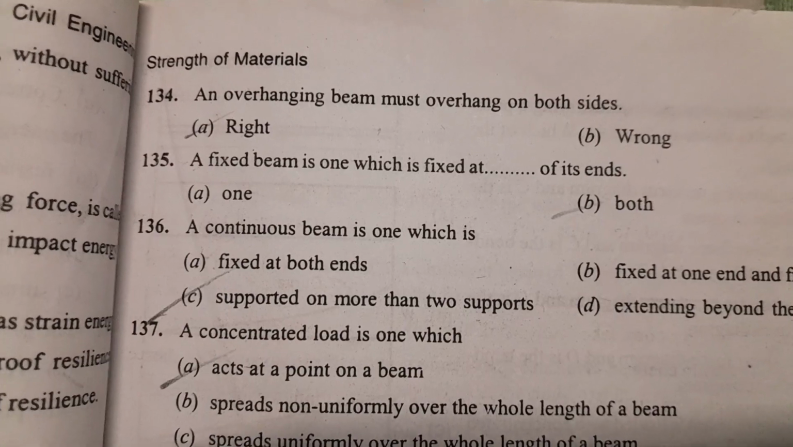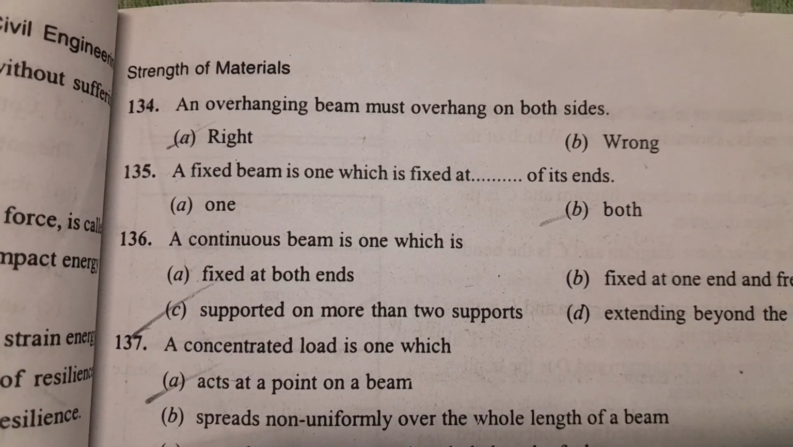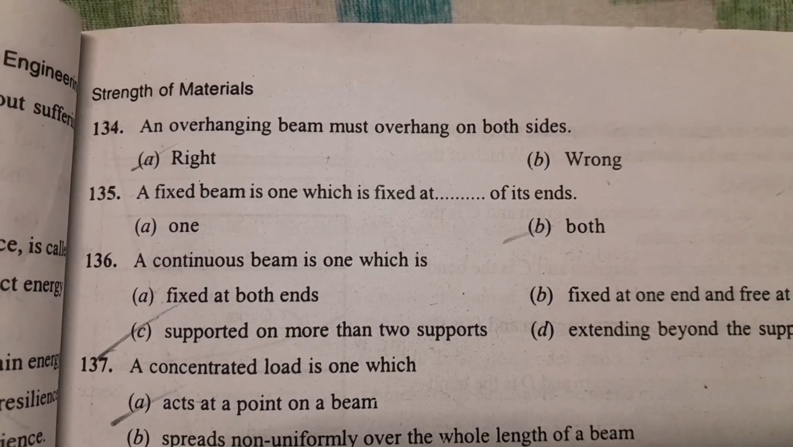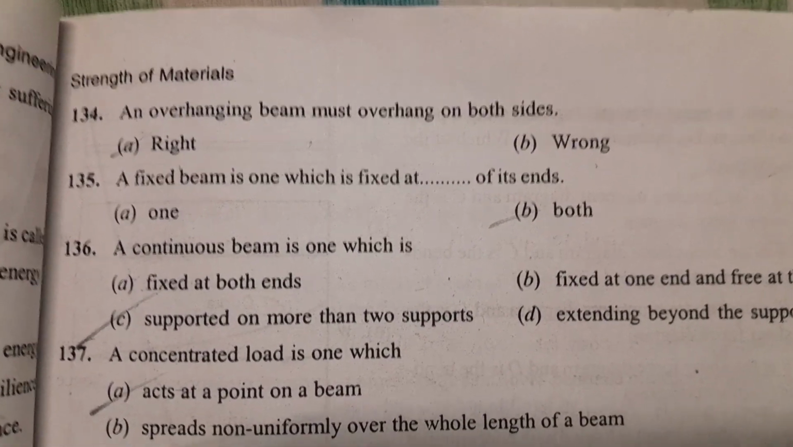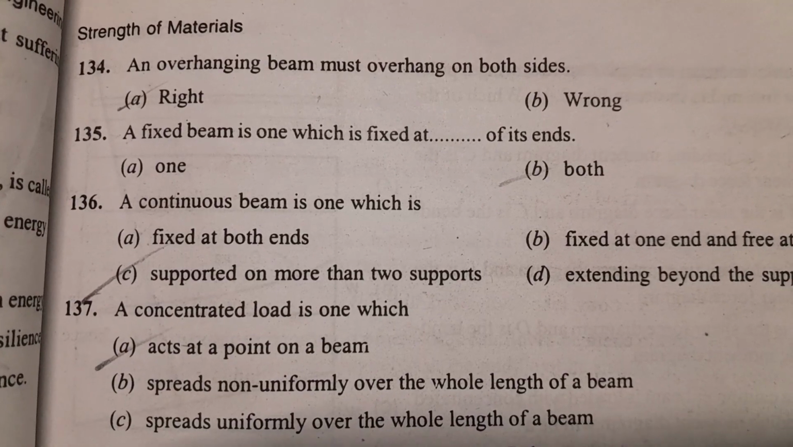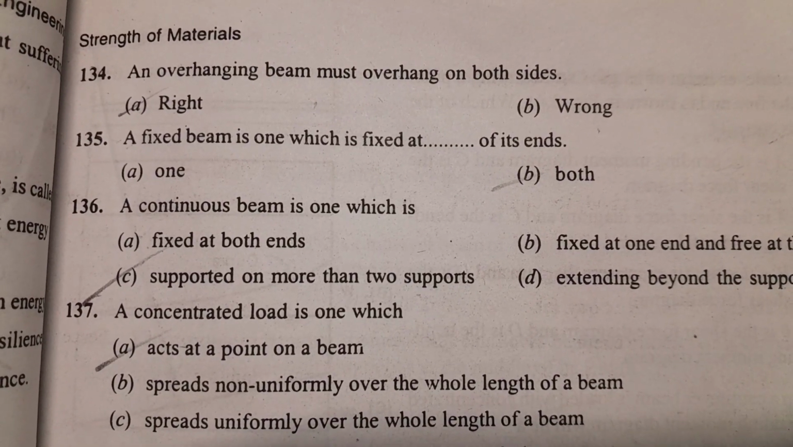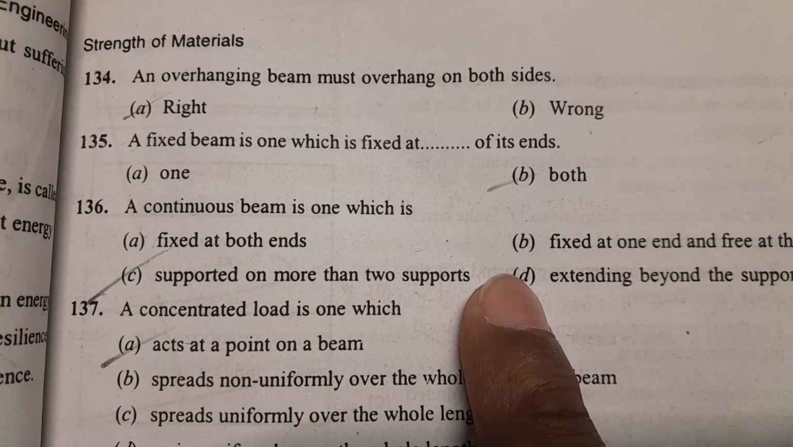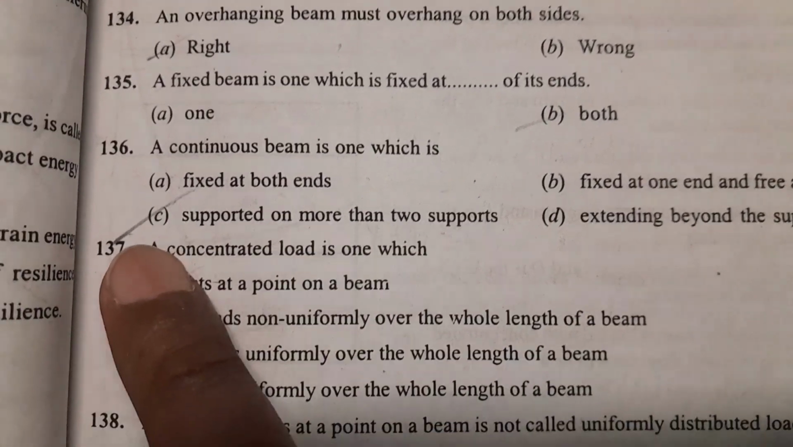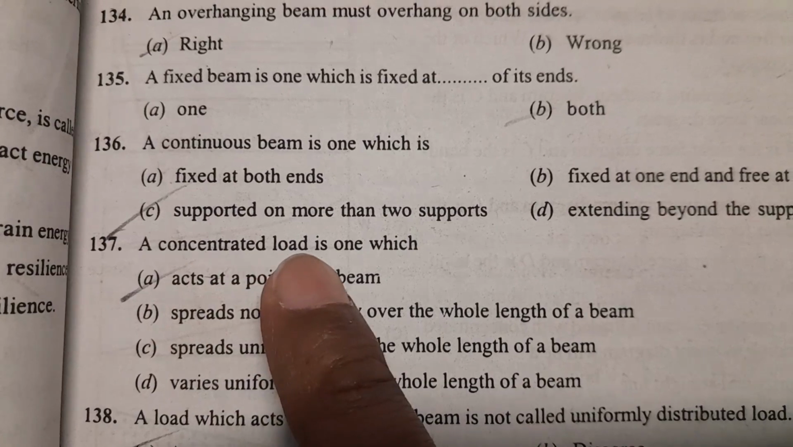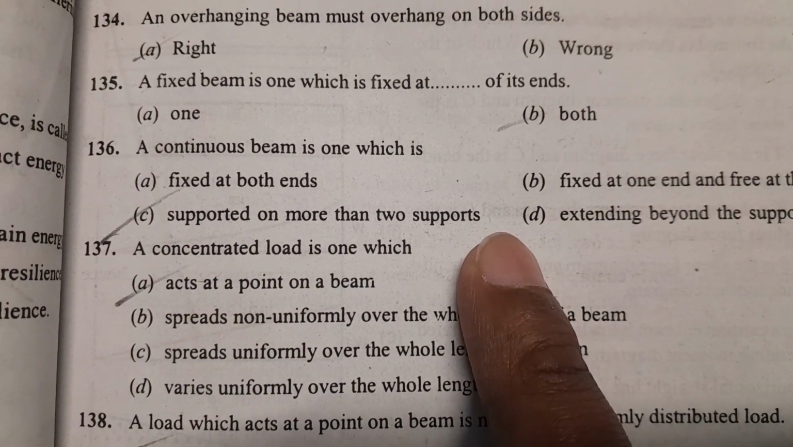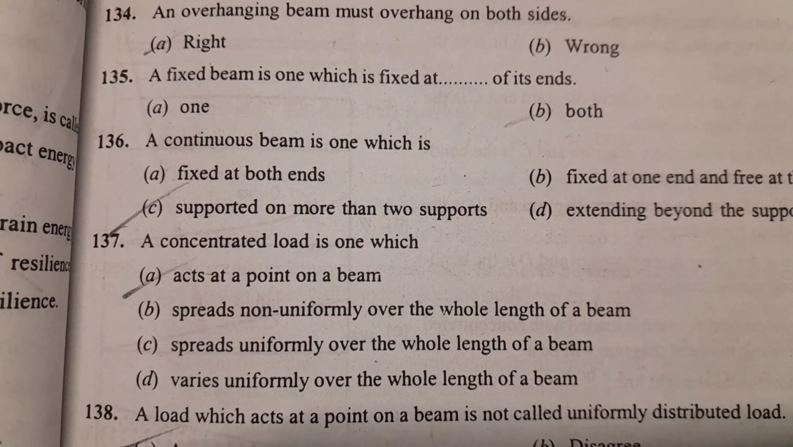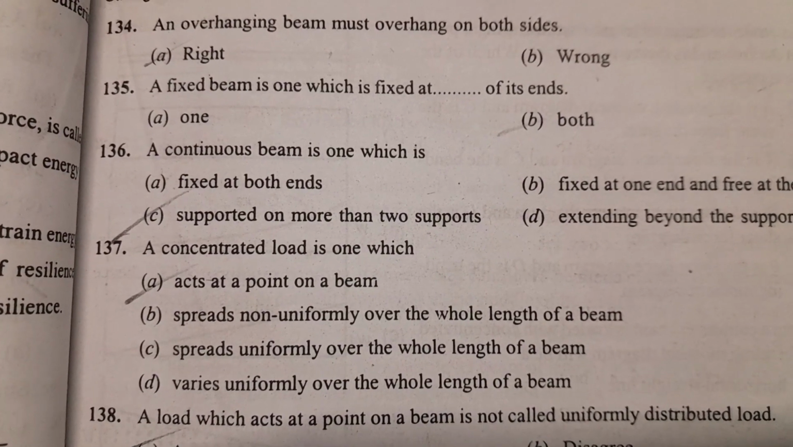Next question 135. A fixed beam is the one which is fixed at its both ends. So option B is the correct answer. Next question 136. A continuous beam is one which is, option C is the correct answer, supported on more than two supports. Next question 137. A concentrated load is one which, option A is the correct answer, acts at a point on a beam. It is also called point load because it acts on a point.